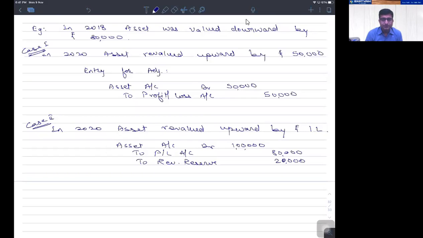Did you get that? Did you grasp the realization concept? Yes. Now I'll make a combined chart on revaluation to finish off this concept.